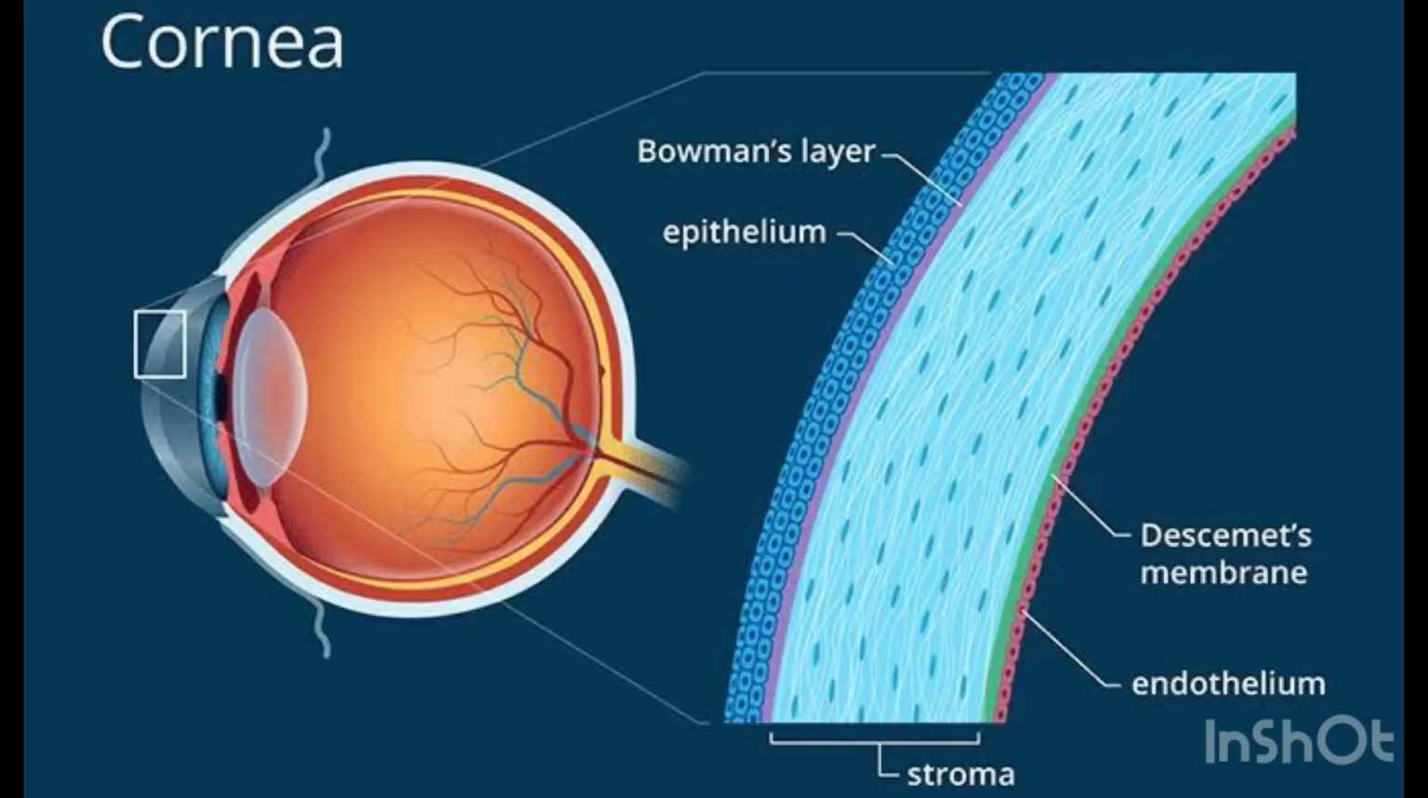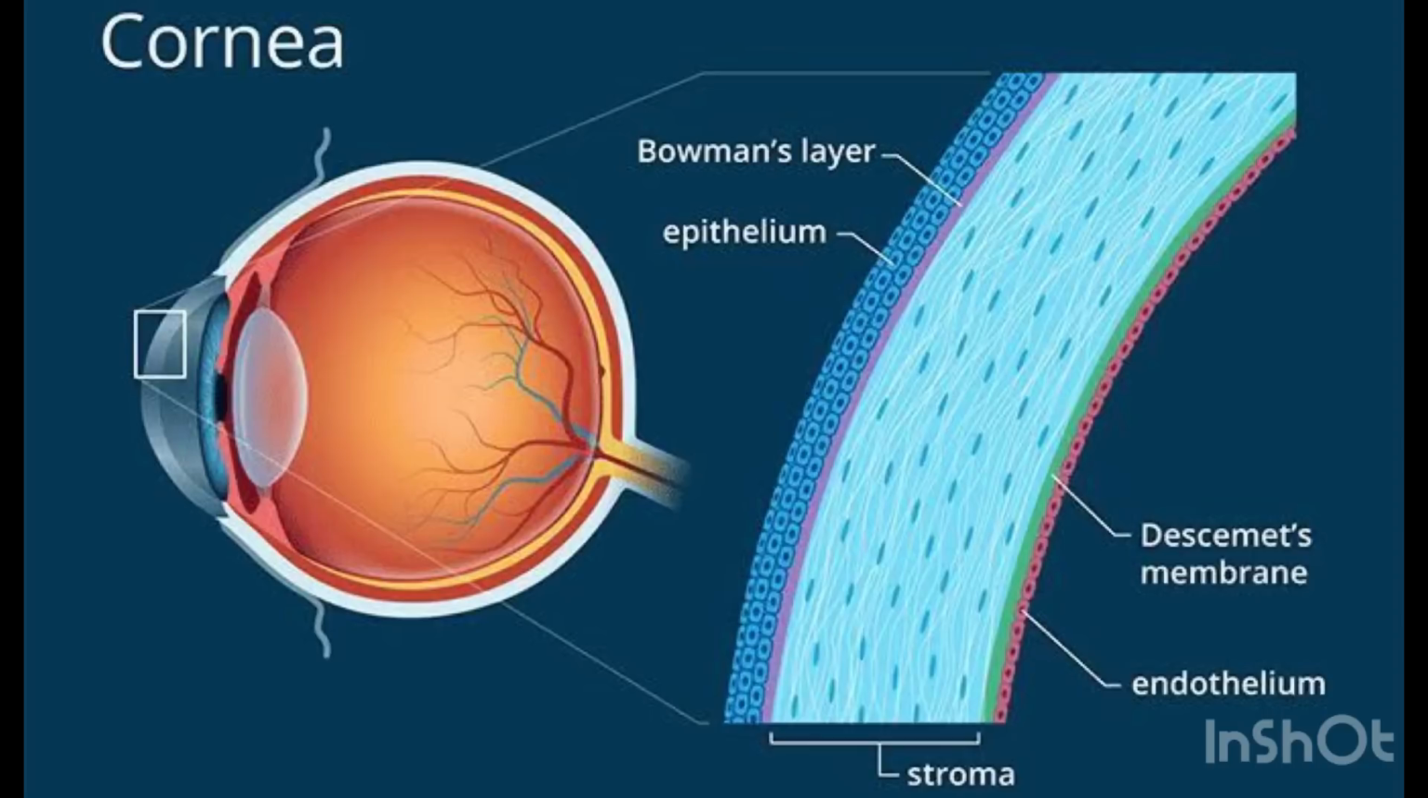Then its transparency. The transparency of the cornea is maintained by the precise arrangement of collagen fibers in the stroma. These fibers are arranged in a lattice-like pattern that minimizes light scattering, ensuring that light passes through the cornea without distortion.